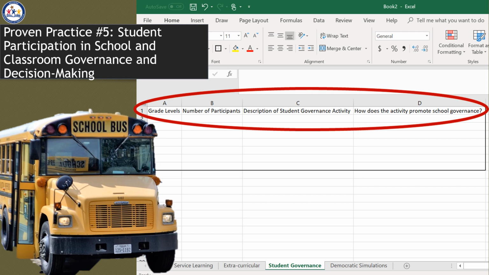to engage civically. For this spreadsheet, complete the grade level of the students involved in the school governance or decision-making, include the number of participants, include a description of the student governance activity, and lastly, make sure to explain how this activity promotes school governance. The last portion is key. Fill all that out on a spreadsheet and then upload that spreadsheet into your application.